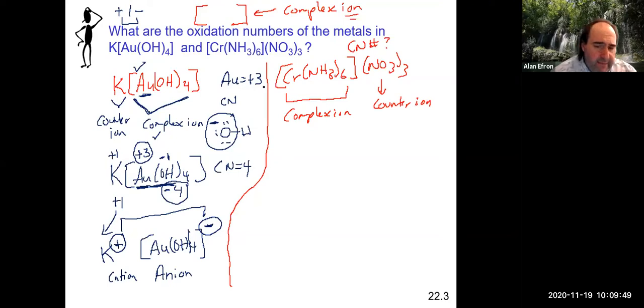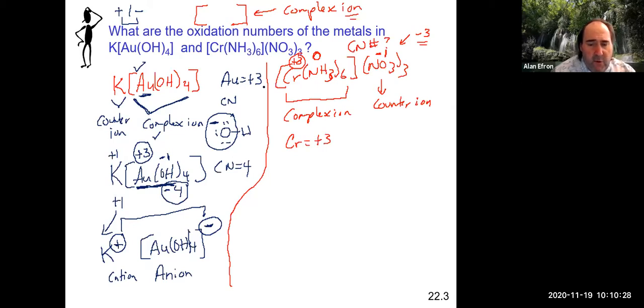And if we take the same approach here to figure out what is the charge on everybody, our NH3 has no charge, right? It's neutral. NO3 minus on the outside on our counter ion is -1. And there's 3 of them, which gives you a grand total of -3 in this case. That means to balance out all of the charge here, our chromium has to also be +3. So the chromium should have an oxidation state of +3.